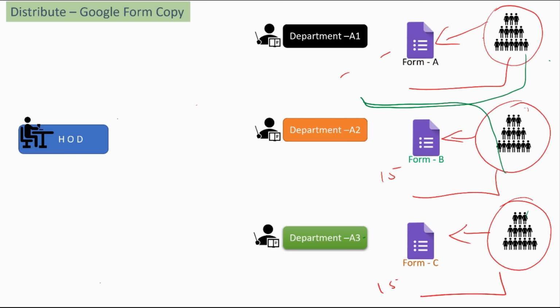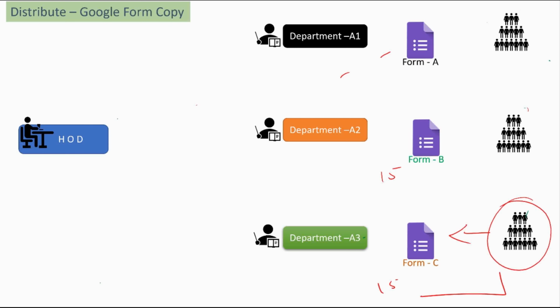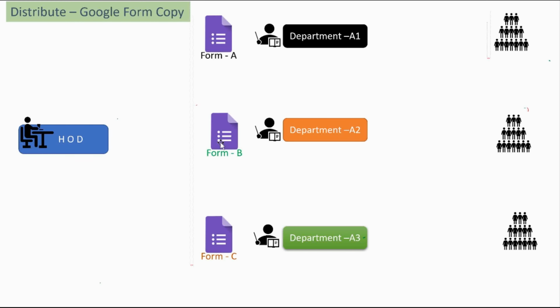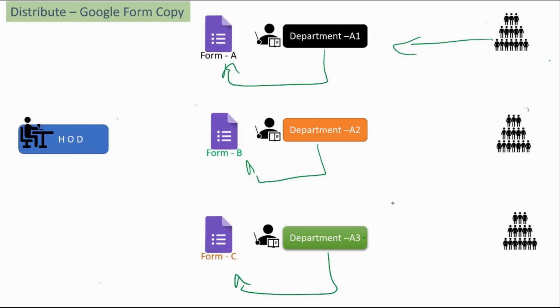Now, after collecting the responses, the form will reach the concerned department for review. Here they will start reviewing the responses of the students. So Department A1 has to review only 15 responses from this batch, and the same for Department A2 and A3. After reviewing the responses, the aggregate marks will reach the HOD, and that will be the final flow of this examination process.